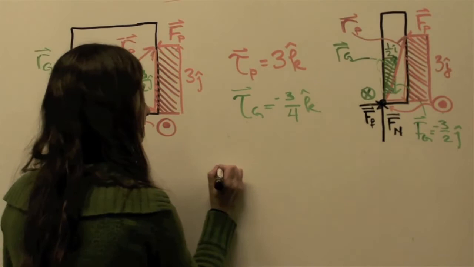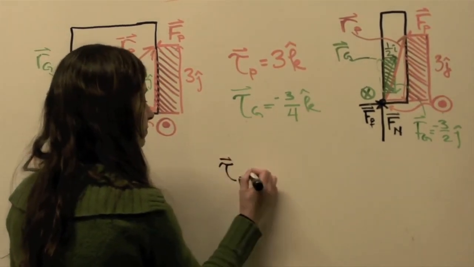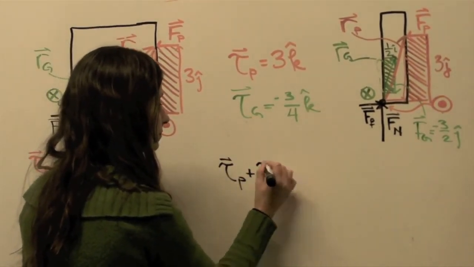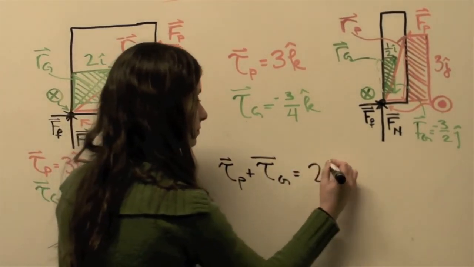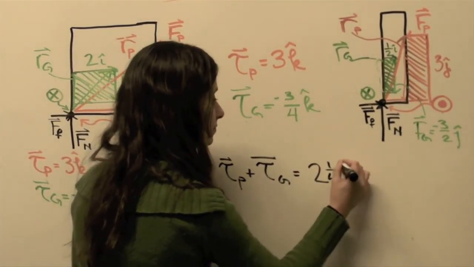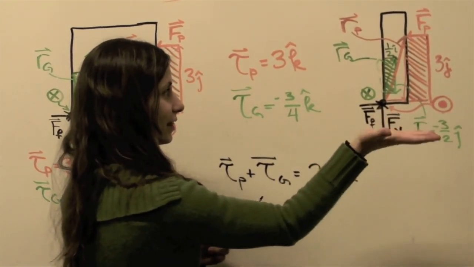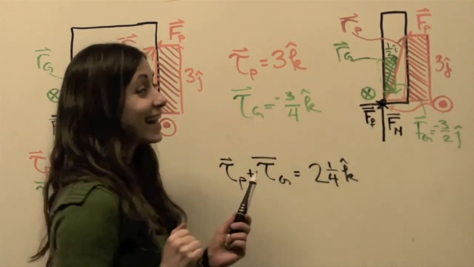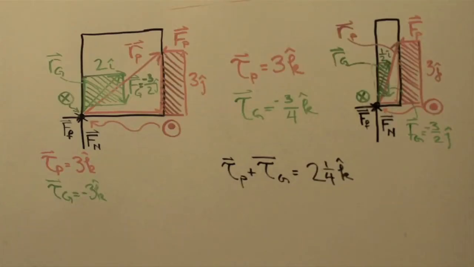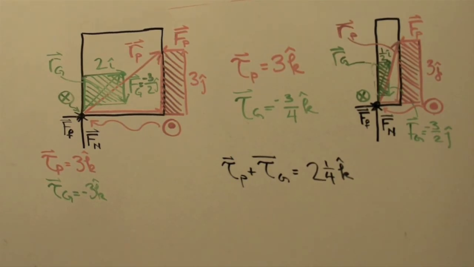The net torque about the pivot point is the sum of these two. In other words, the torque push plus the torque due to gravity is the net torque about the pivot point, which is 2 1/4 in the positive k direction. That means that there is a total net rotation about the pivot point, causing Colin to fall over. We leave it as an exercise for you to use the determinant in order to compute the torque vectors. If you computed the net torque using the center of mass as the reference point, you should notice that the net torques you found are equal to the net torques that we computed here.